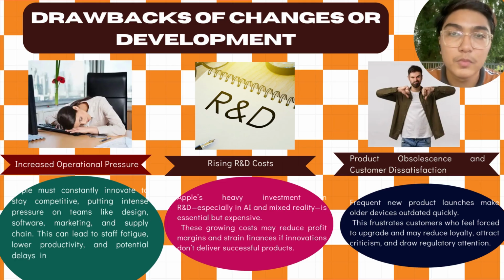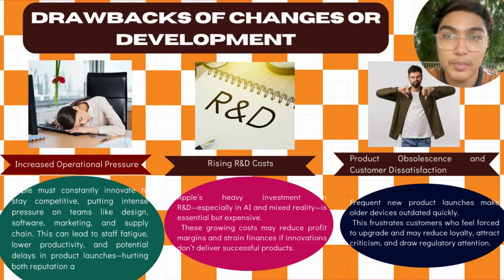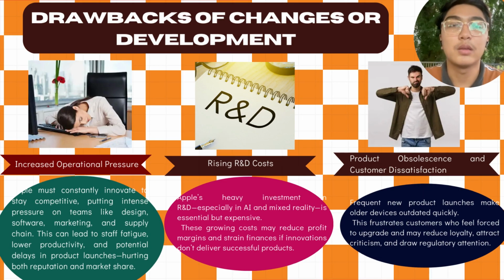For example, product design, software development, marketing, and supply chain management all face the strain of keeping up with rapid developments in tech. Offering seamless integration between new hardware and already existing iOS software requires painstakingly coordinated work throughout the organization. Operational pressure may lead to staff fatigue, low productivity, and in the worst case, a serious delay in new product release, and hence, of course, damage to the reputation of the company and also its market share.